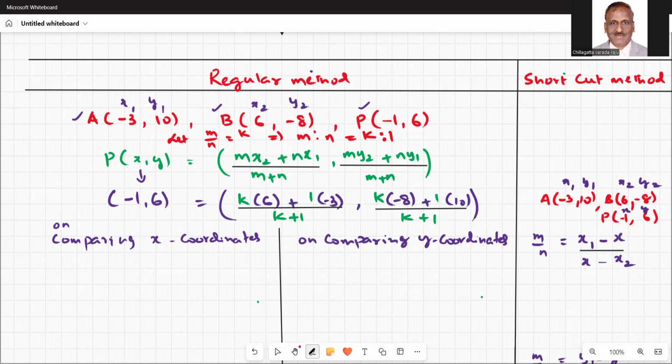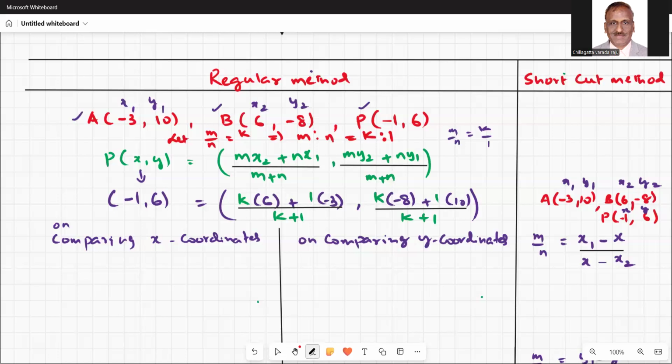And for m and n, m is to n is taken as k is to 1. Here I have treated m is to n as k is to 1 to make the calculation easier. At the end, the k value can be replaced by m by n, because m is to n is equal to k is to 1, which means m by n is equal to k. So the values are substituted here.